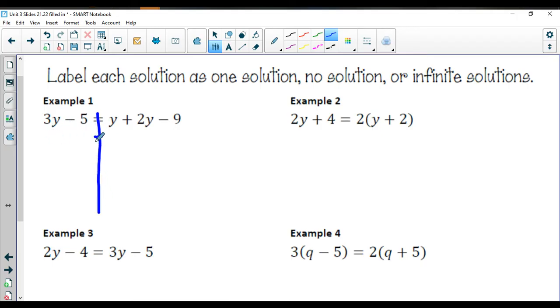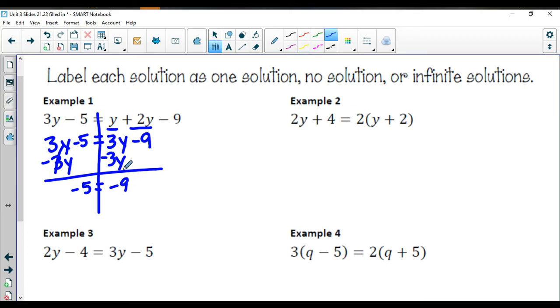Over here, there's nothing to do, but on the right side, I do see I need to combine some like terms. And on the left side, 3y minus 5. So I'm noticing things don't look the same here. 3y's, I'm going to subtract 3y on both sides. And I'm left with negative 5 equals negative 9 because those cancel. That is not a true statement. So because it's not true, that means there is no solution for this problem.